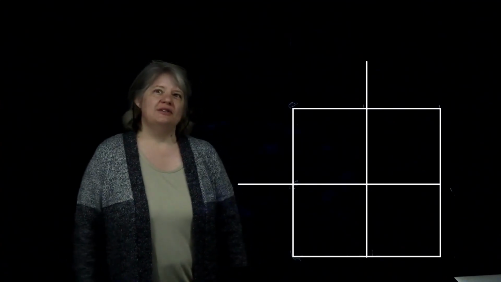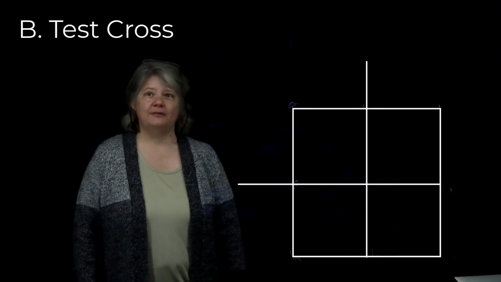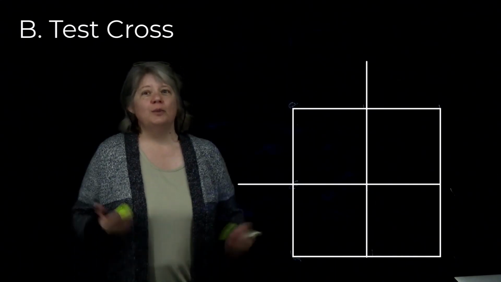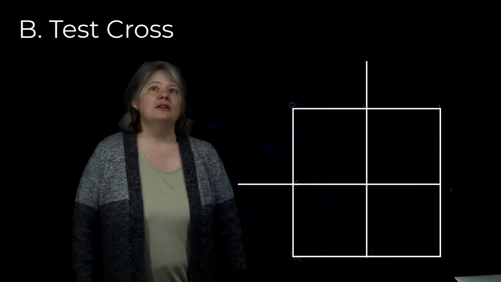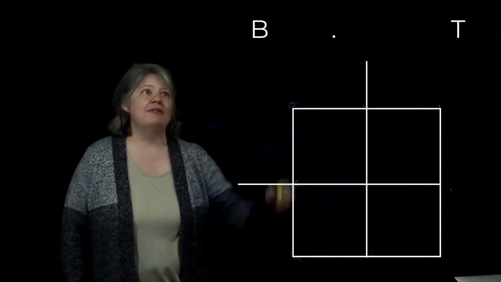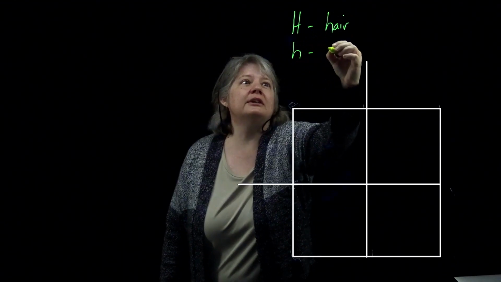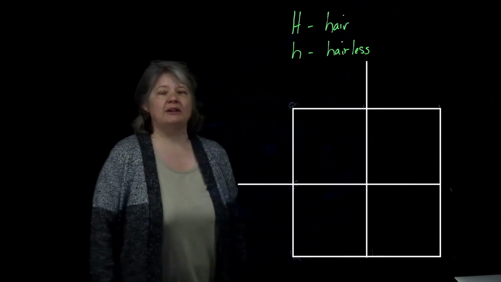So the first step in solving a genetics problem is to figure out the genotypes of the parents that you're going to cross. But what happens if you don't know the genotypes of the parents that you're going to cross? Let's use the example in the video that you just watched with the guinea pigs that have hair, and hair is our dominant allele, or that don't have hair.